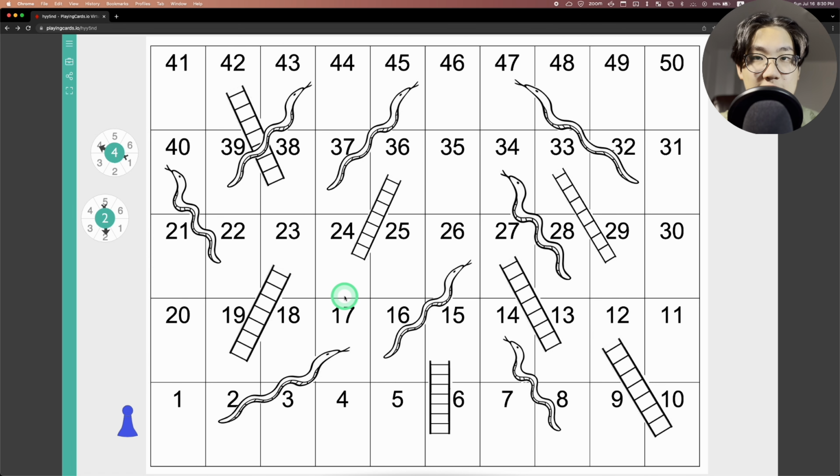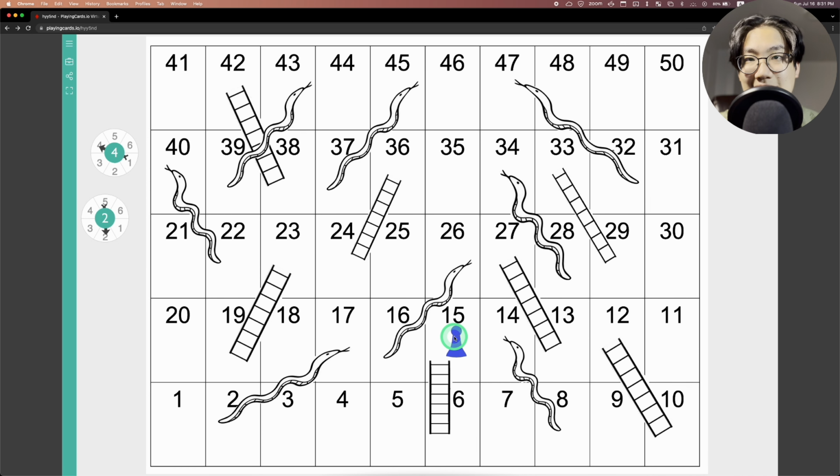So the 2 numbers we spun are a 2 and a 4. Adding these together gets us 6, so we can move our game piece 6 spaces forward. So 1, 2, 3, 4, 5, 6. Notice that we're at the bottom of a ladder. When we're at the bottom of a ladder, we can move our game piece up to the top of the ladder. This ends up giving us 15 as our final position.